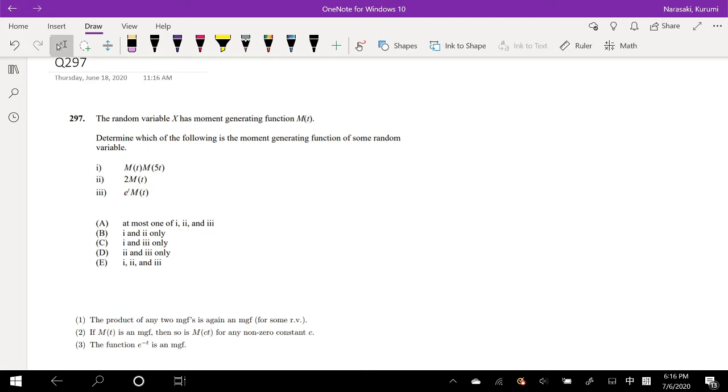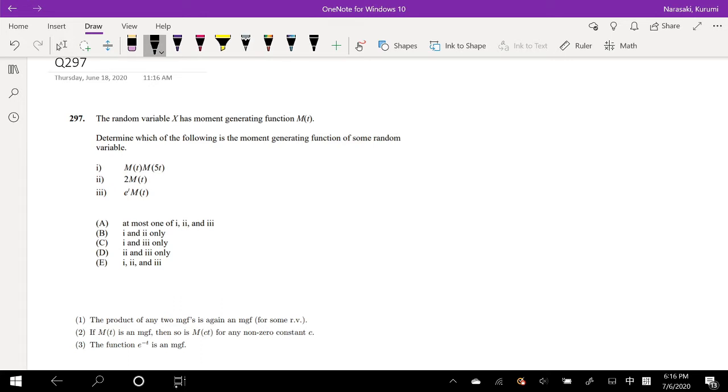So pause the video real quick and try this problem yourself. Okay, assuming you already tried it, let's just dive right in. The question asks, the random variable X has moment generating function M of t. Determine which of the following is the moment generating function of some random variable. Okay, so let's just take it one by one.